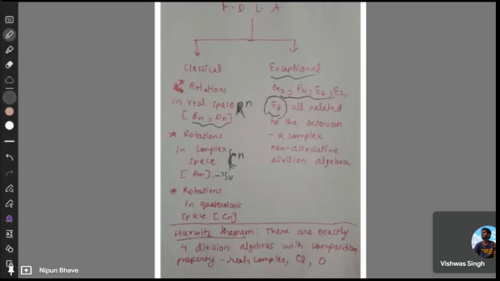So this is the Hurwitz theorem. You can look it up in the book that I posted on the group, on Lie groups and Lie algebras. It is given nicely there. There are exactly four division algebras with the composition property: real, complex, quaternion, and octonion.